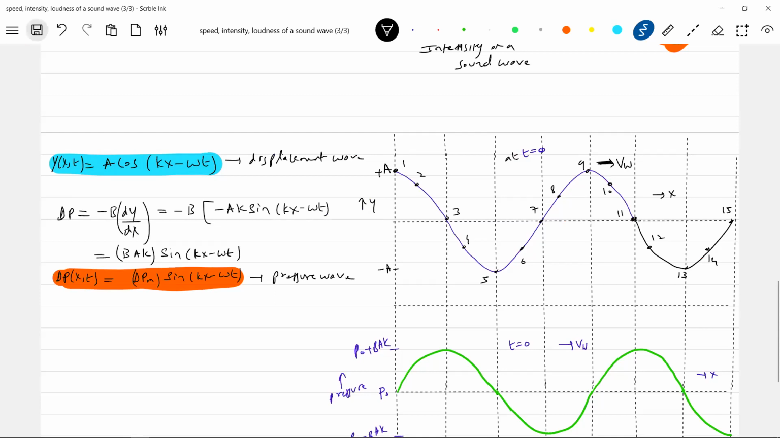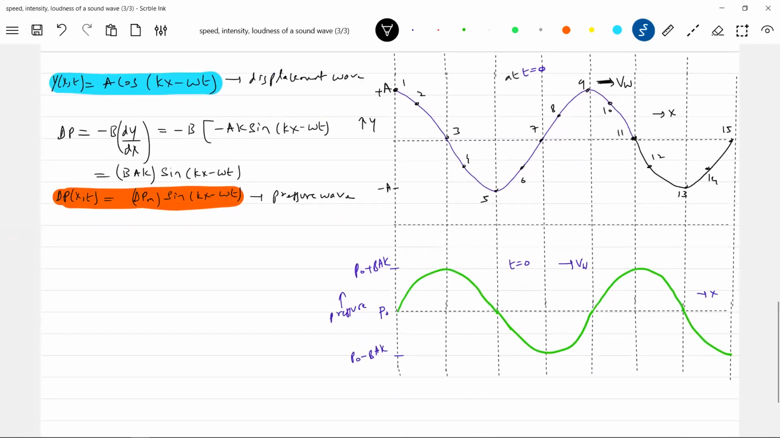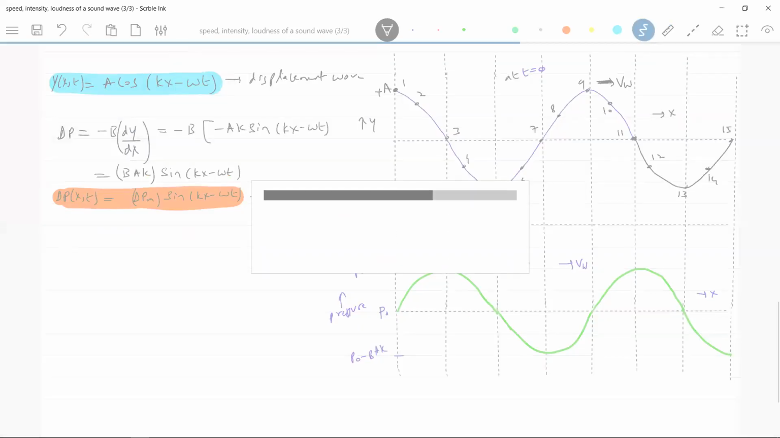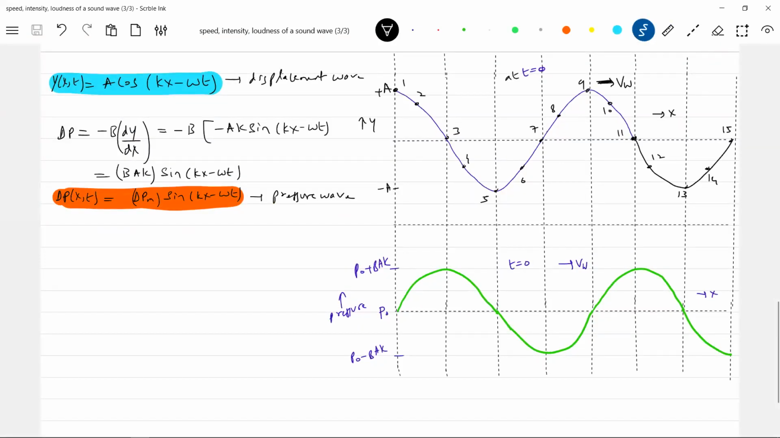Anybody? Because that is the best question a teacher should ask a student. Teachers should not just explain; teachers should ask the student. What is it? Is it the shape of the medium at t equal to 0, or is it just a curve? Anybody?